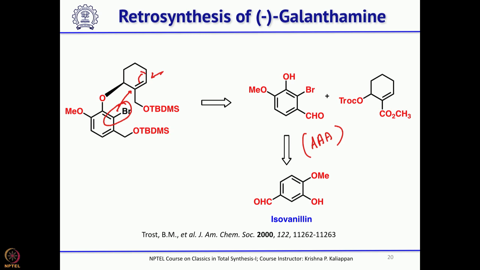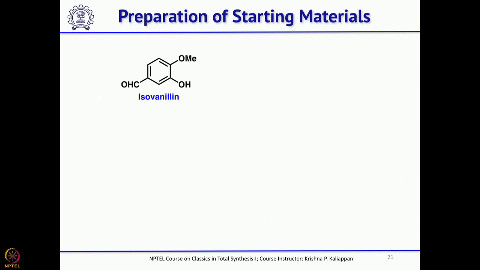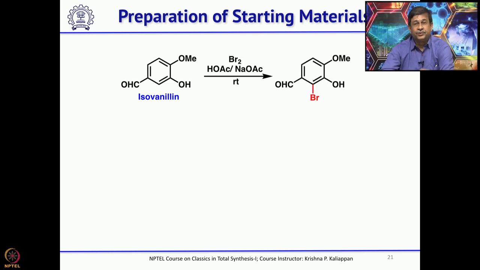Of course, if you look at this, this can be easily made from isovanillin, and that can be made from the corresponding 1,2,3,4,5 pentane diol. Let us see how it was done. It started with isovanillin, which is one of the commercially available starting materials used in many syntheses of alkaloids. Treat with bromine in acetic acid, so you introduce a bromine here.